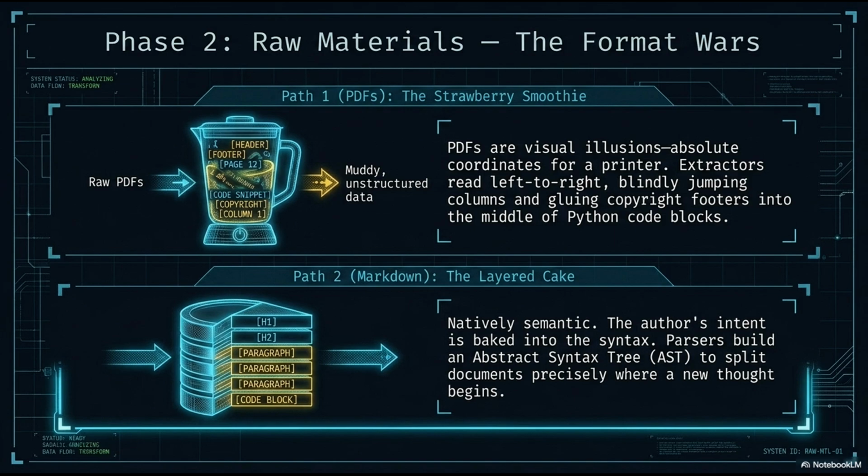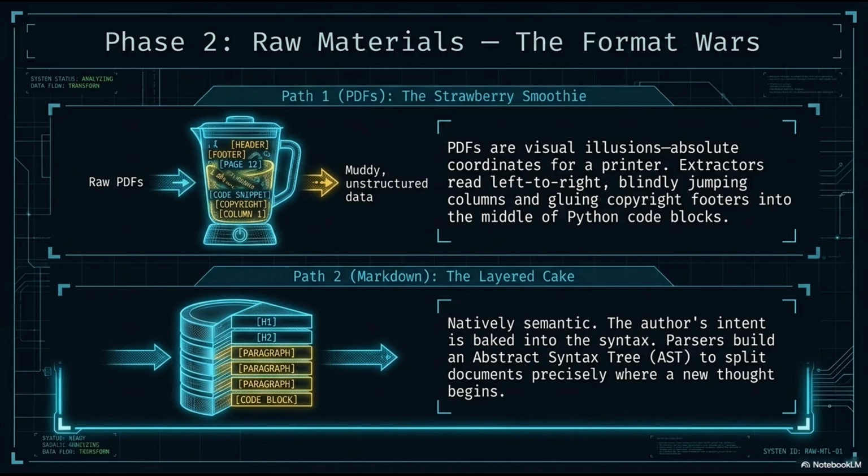Right. Tools like LangChain's Markdown headers text splitter build an abstract syntax tree of the document. They don't just blindly count to 500 words and chop the text like a meat cleaver. They look at the headers and split the document exactly where the author intended a new thought or new section to begin.